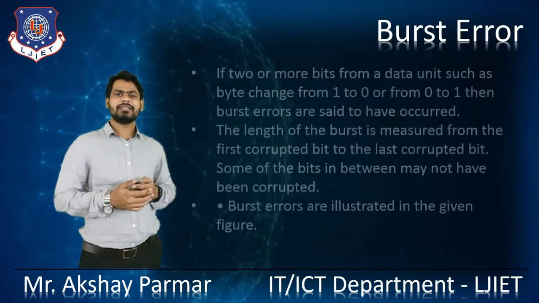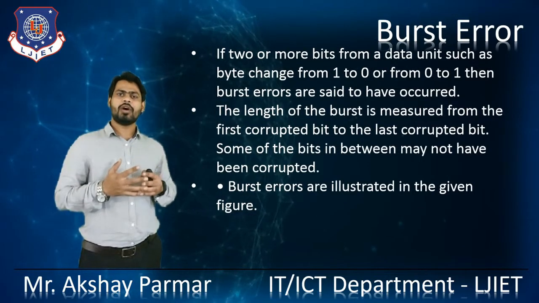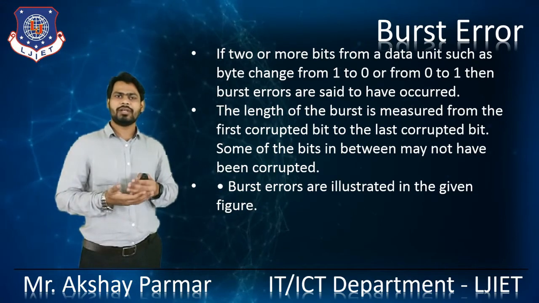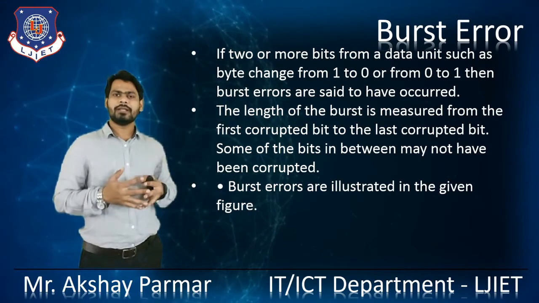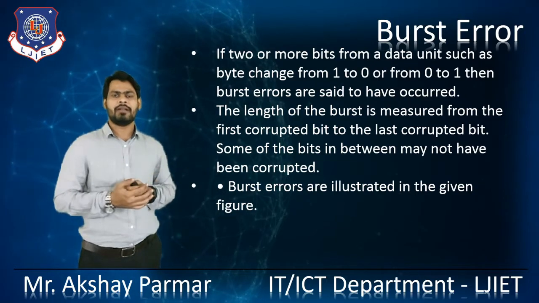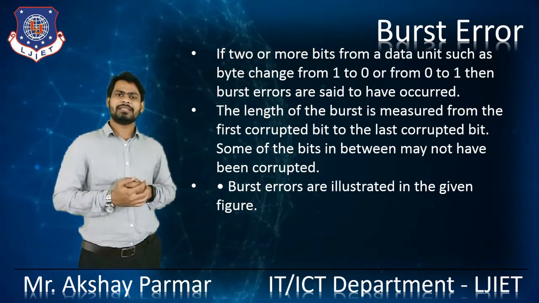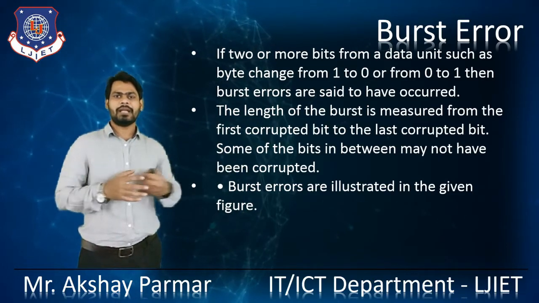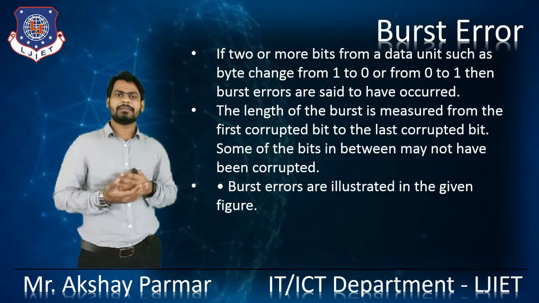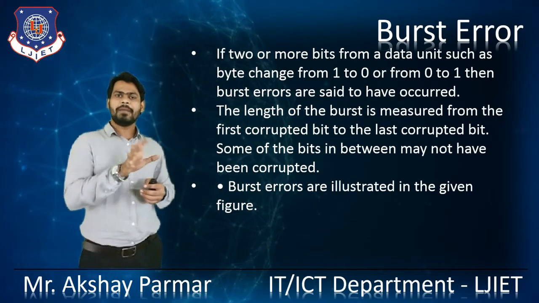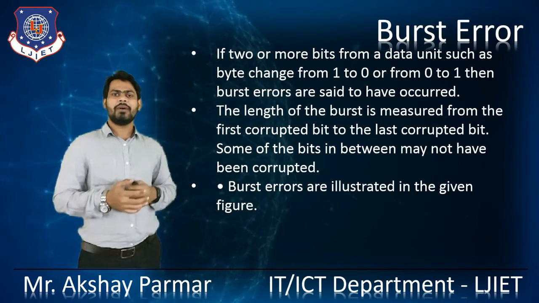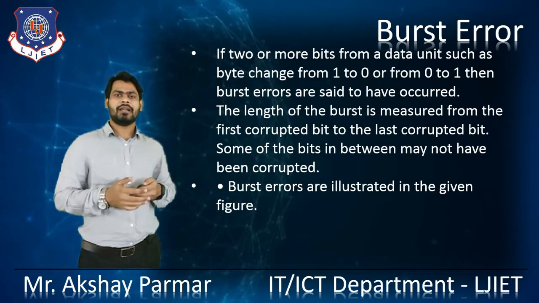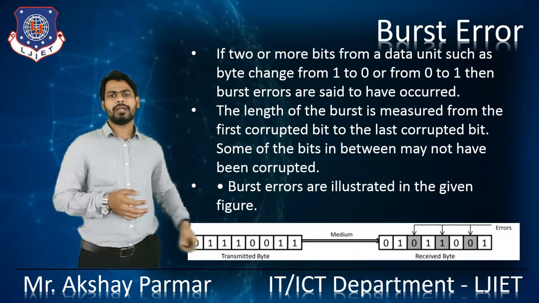After that, let's discuss the burst bit error. If two or more bits from the data unit, such as a byte, change from 1 to 0 or 0 to 1, then a burst error is said to have occurred. The length of the burst is measured from the first corrupted bit to the last corrupted bit. Some of the bits in between may not have been corrupted. Burst errors are illustrated in the given figure.